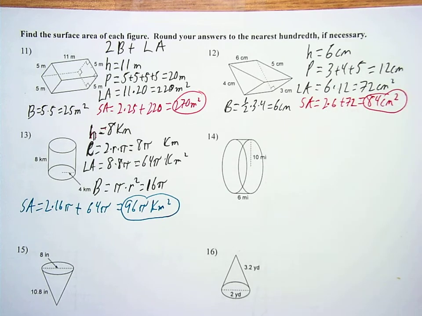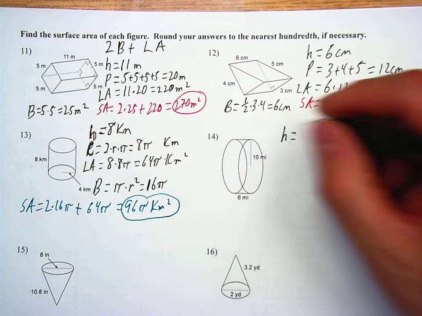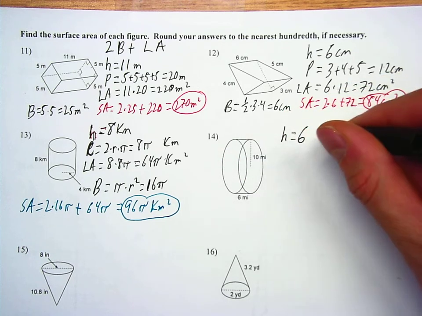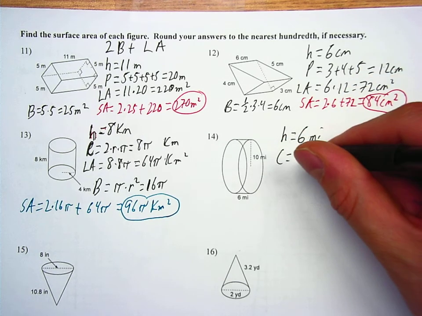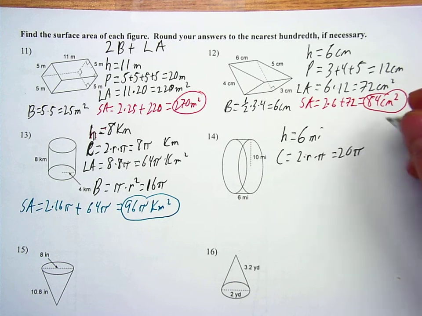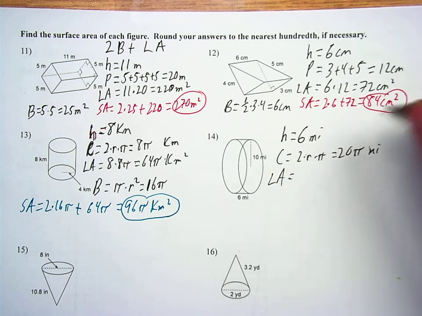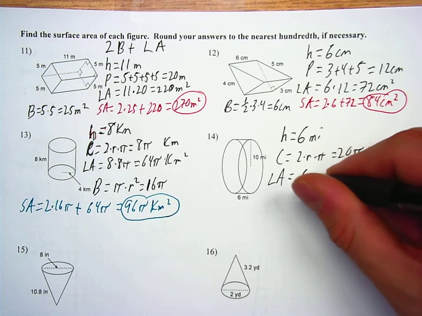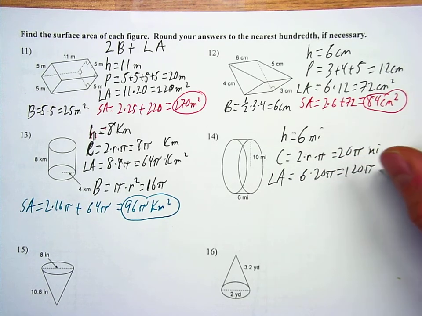The next one is also a cylinder, so it works the same way. Again, the height is the connection between the circles here, so the height is 6, not 10, 6 miles. The circumference is 2 times r times pi, 2 pi r, circumference or perimeter of a circle. So this will be 20 pi, and circumference, and this is in miles. The lateral area, the height times circumference, or the height times the perimeter of the circle. So 6 times 20 pi, 120 pi square miles.